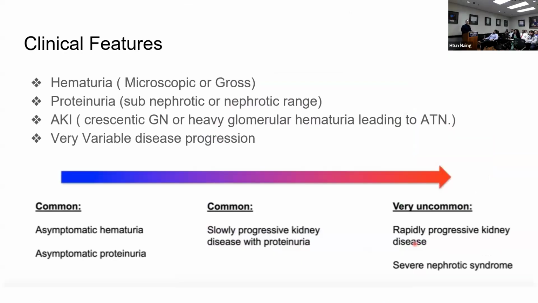Clinical features can be microscopic hematuria or gross hematuria. Proteinuria can be nephrotic or subnephrotic, and there can be AKI. Most of the time, the AKI is because of glomerular bleeding that leads into ATN, and it should usually recover in 2 weeks. Or sometimes you can see crescentic GN. Rapid progression is very, very rare.